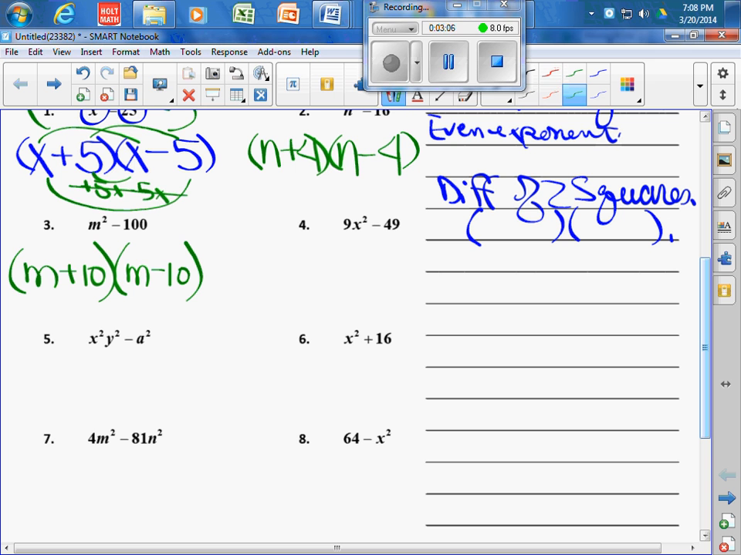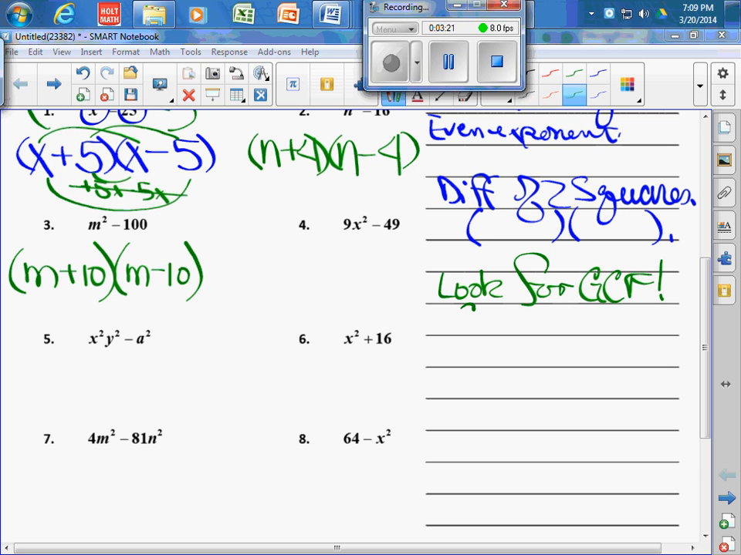Number 4. By the way, we always look for a GCF first, right? Write that down. Very important. Always look for a GCF first. And if you do, remember what it's going to look like. You'll have the GCF and then times those two terms, so the binomial. So that's what it's going to look like if you have to factor out the GCF. Again, I'll show you what I mean by that in a few minutes.